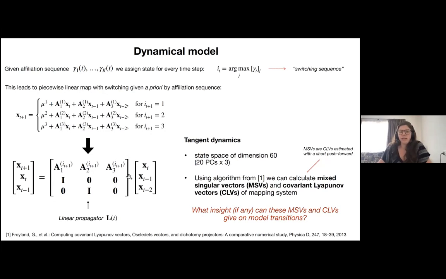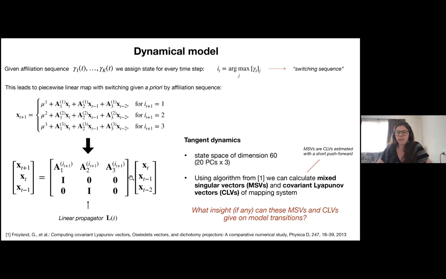Because we've extended it here in the delay space, we are now going from 20 principal components to 60 principal components, so our state space is actually dimension 60. Quite large in a dynamical system sense, perhaps, but very small in a climate sense. So we're still happy with this, and we can still do a lot of computing on that.